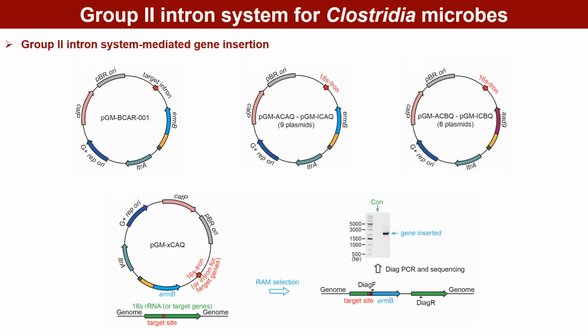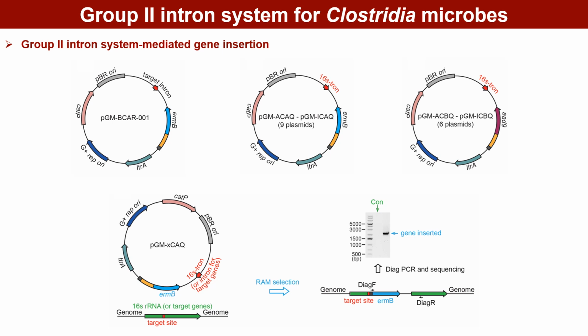Besides, we also developed a Group 2 intron system for Clostridia microbes. From the reported starting plasmid, we replaced the target intron with the 16S intron that targets the common 16S rRNA gene to get a set of plasmids, pGMXCAQ.